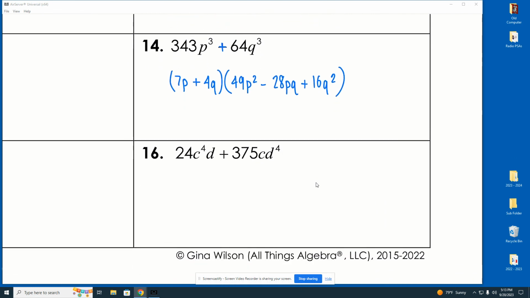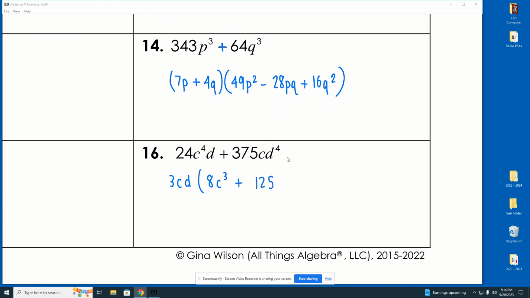All right, now, if you look at this one, I want you to notice that there are some variables they share, but also 24 and 375 are both divisible by 3. So I'm going to pull out a GCF of 3. Now look, this has c to the 4th. This has just c. So I can pull out a c. This has d, but this has d to the 4th. I can pull out a d. So let's see what this leaves me with. 24 divided by 3 is 8. C to the 4th divided by c is c cubed. And d divided by d cancels. In the next one, 375 divided by 3 is 125.